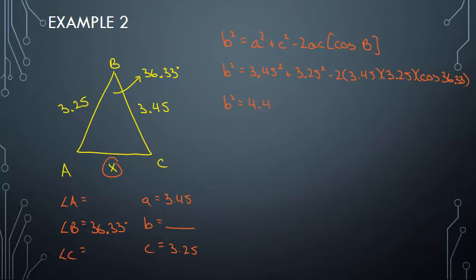Or if you end up doing the other way, regardless of the way you do it, you get 4.4. And then I'll take the square root, and I know that's close to 4, so this should be, well, it's bigger than 4, so it should be slightly bigger than 2, and it is 2.1. Okay, so that is cosine law when we're finding side lengths.